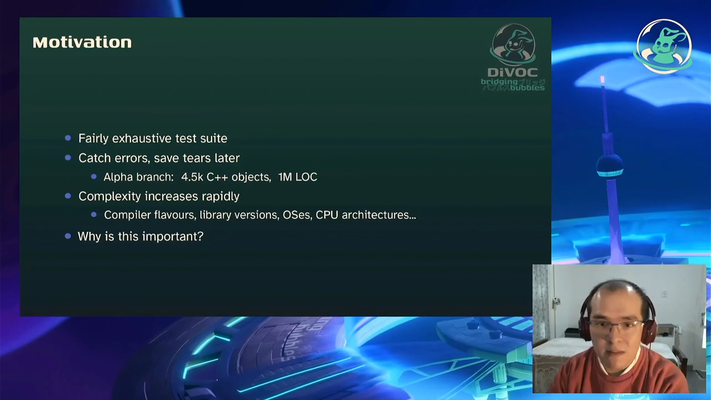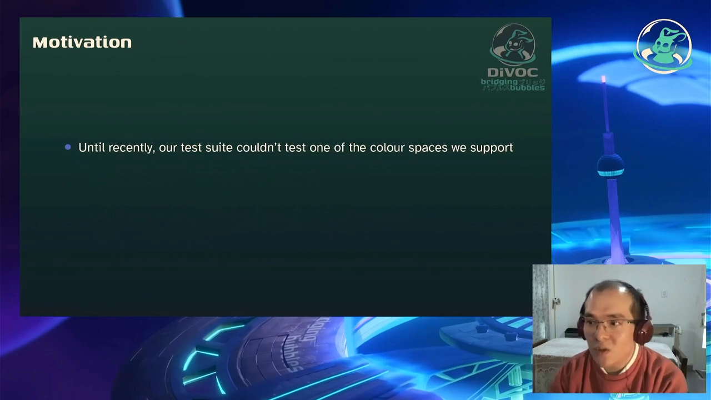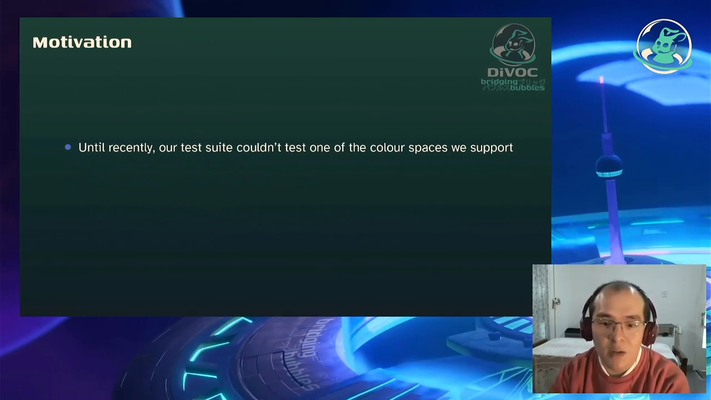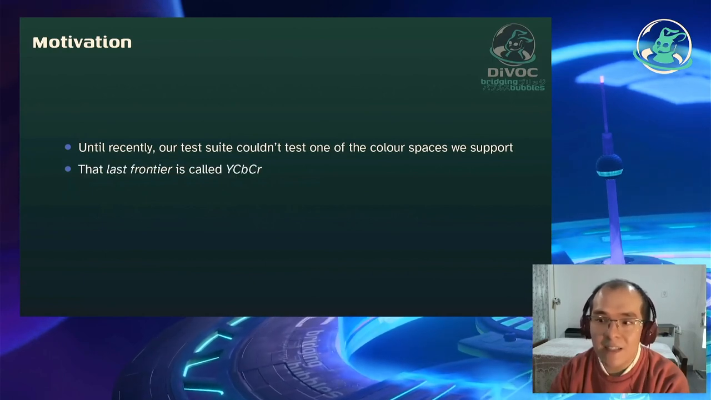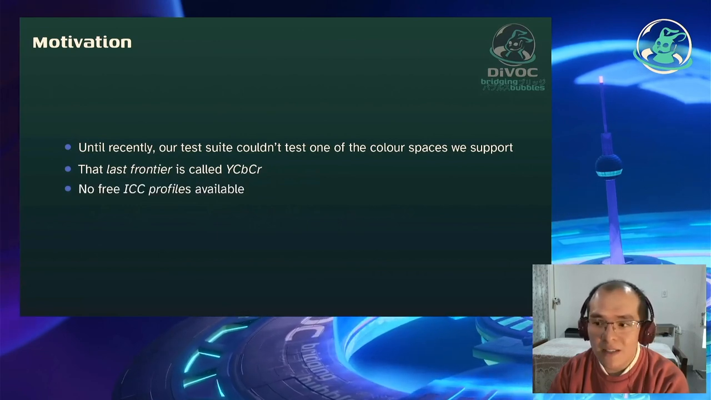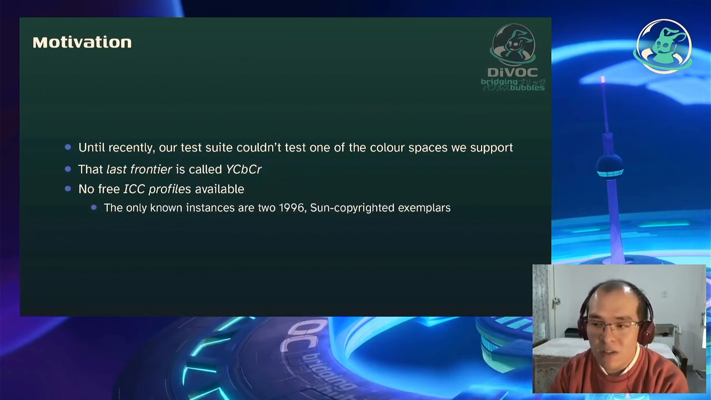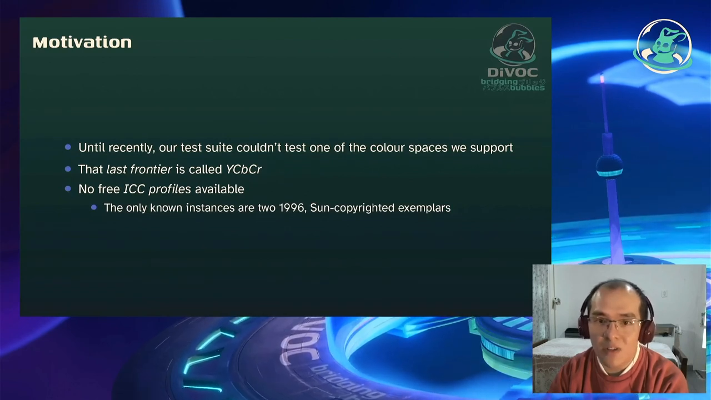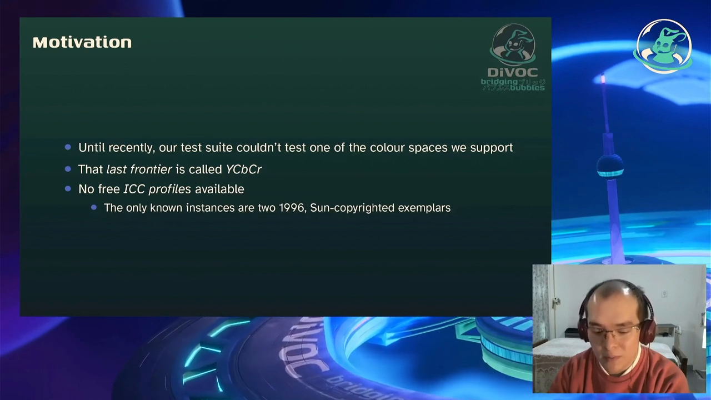But the main question is why this thing of the test suite is important. This is because until recently, our test suite couldn't test one of the many color spaces that we support. And this is an outlier, this last frontier that is called ICtCp. We couldn't test ICtCp because there are simply no free ICC profiles available. If you go around on the internet, you will find only two known instances that are 1996 copyright by some company, and for obvious reasons, we can't use them in free open source software.